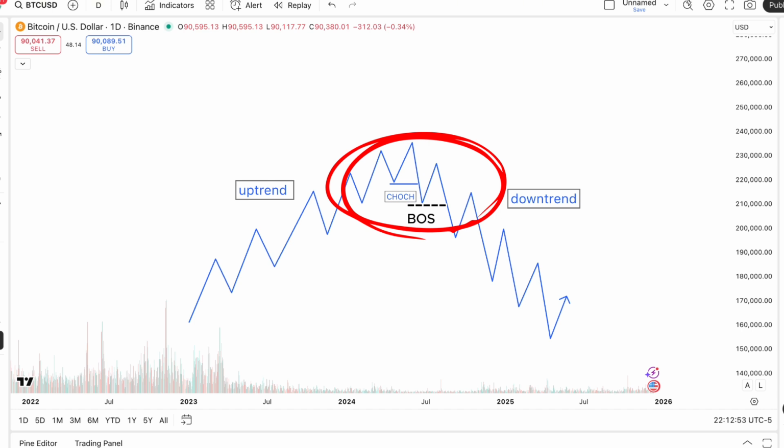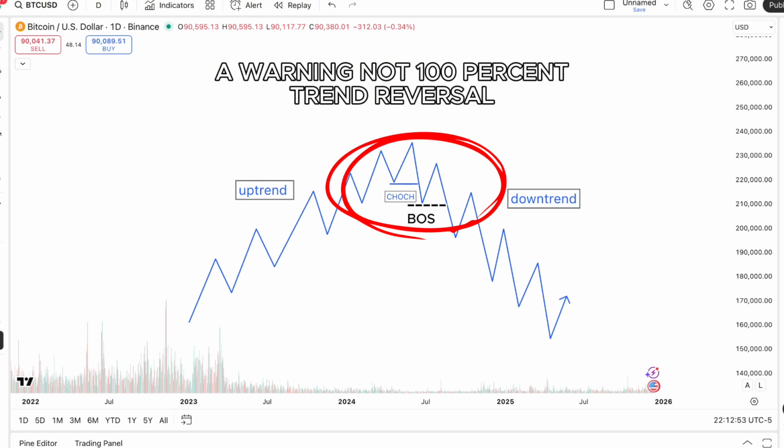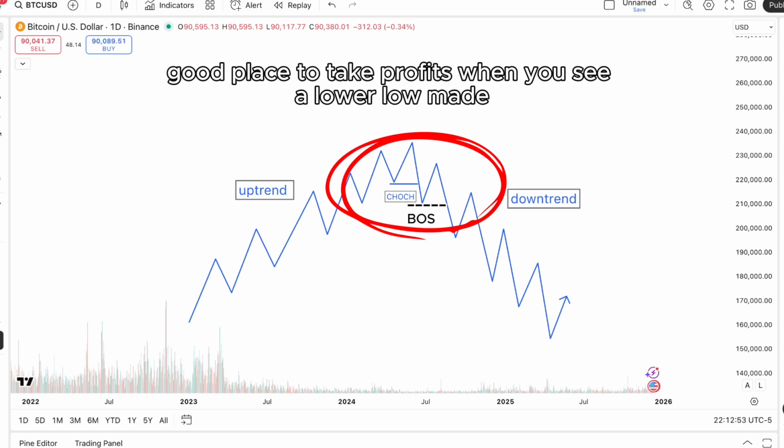For me, as a crypto swing trader, the first CHoCH is a warning. The trend is potentially changing. I'm no longer treating this as a clean uptrend. This is where I'm looking to take profit on swing buys or exit long-term crypto positions that were previously riding the uptrend.